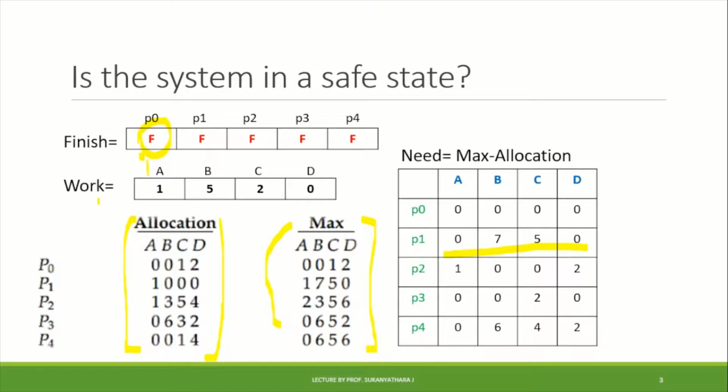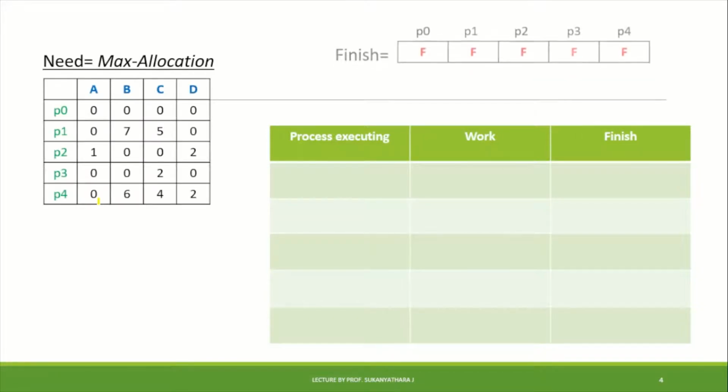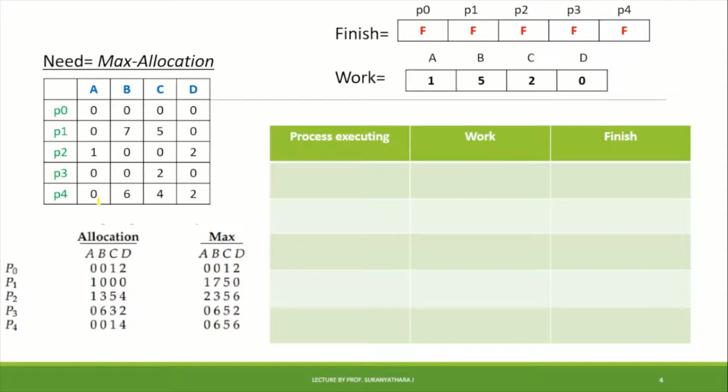So let us see how we will proceed with this. We have already found the need matrix. The next step is we have to find an order in which the processes will execute. If all the processes get executed in some order, we can say that the system is in a safe state, otherwise unsafe. So we have the need matrix, which we found like max minus allocation. We have the finish vector. We have work, that is a backup of available, that tells you how many instances of each resource type are currently free in your system.